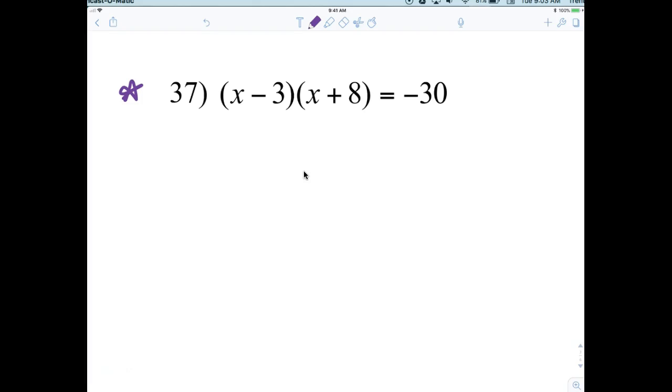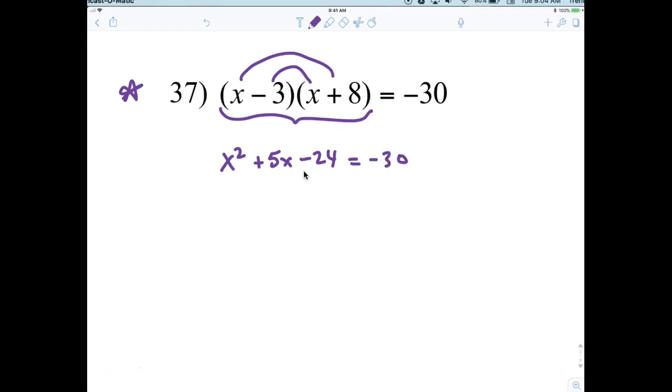Okay, now 37 is the one that is hard. The reason why I would say it's hard is because, first of all, it's not set up in the right format. It's not set up as a quadratic. So I have to actually physically multiply this together first. Come on, Jack, pay attention here. All right. So it's going to be x squared. Now remember, that's negative 3 and positive 8, which gives me a positive 5x, and then negative 24 equals negative 30. Does everybody hear me on that?